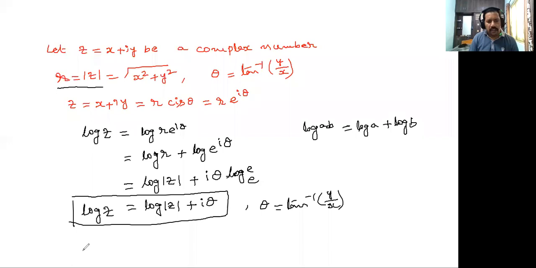Here we can write another form also. Logarithm of a complex number z, that is equal to log mod z plus i into theta. Theta means amplitude of z or argument of z. So we can use these formulas. Tan inverse y by x means this is argument of z only.